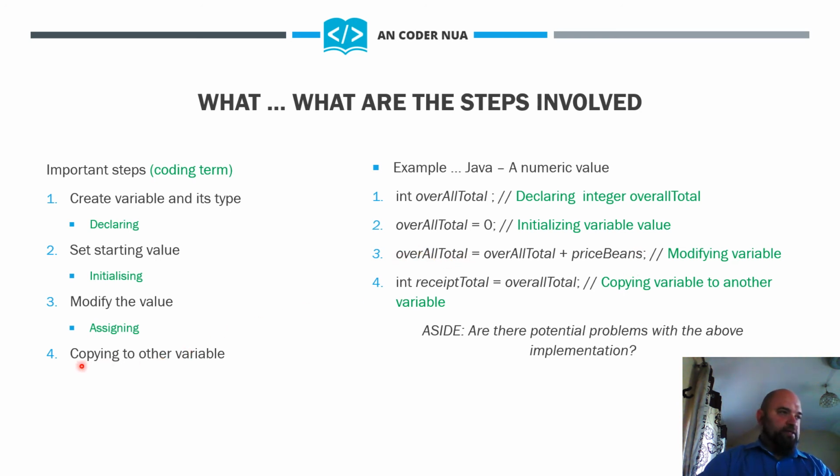The last thing here which I specify is copying to another variable. I'm specifying here an integer called receipt total, and I'm assigning the value of overall total to that. Okay, so we're copying the variable to another variable. Now, as a small aside, for yourselves, for a small exercise, I want you to see, are there potential problems with the above implementation?